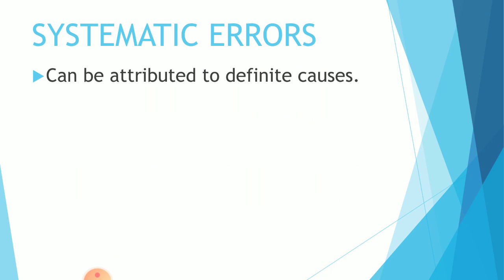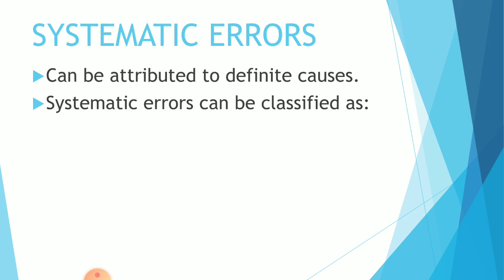Systematic errors can be predicted and eliminated if the experimenter thoroughly understands the fundamental aspects of measurement. Systematic errors can be classified as operative errors, method errors, and instrumental errors.